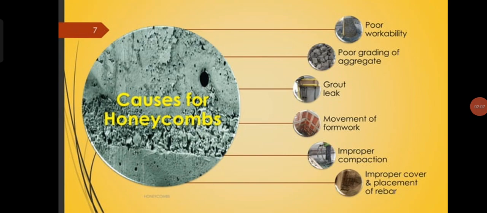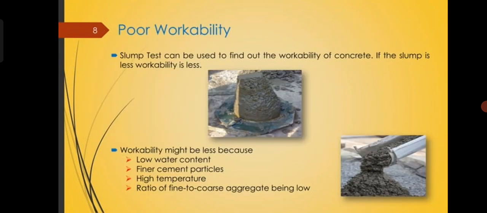And the causes for honeycombs: poor workability, poor grading of aggregate, grout leak, movement of formwork, improper compaction, improper cover and placement, and improper patchwork. Slump test can be used to find the workability of concrete. If the slump is less, workability might be less because of low water content, fine cement particles, high temperature, and the ratio of fine to coarse aggregate being low.